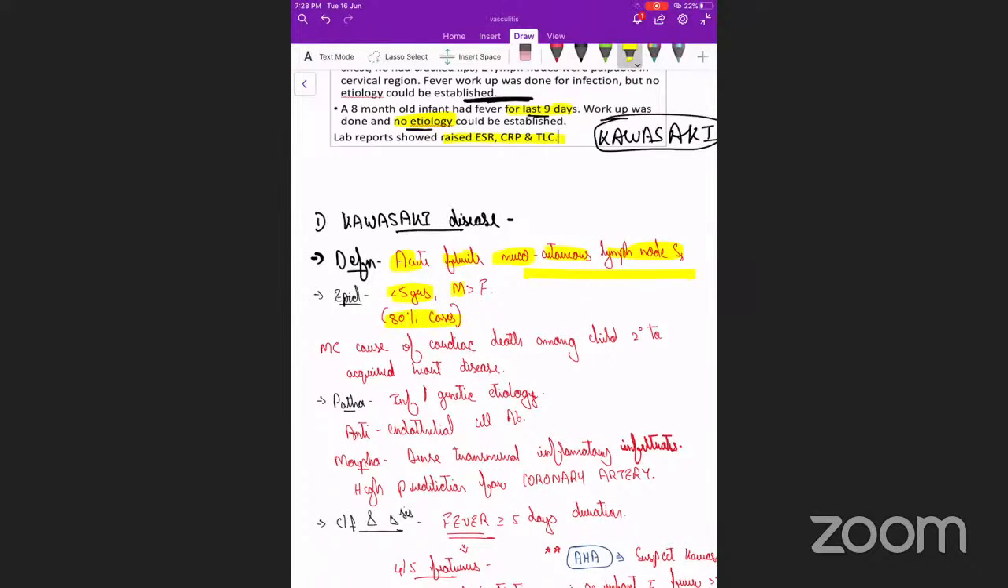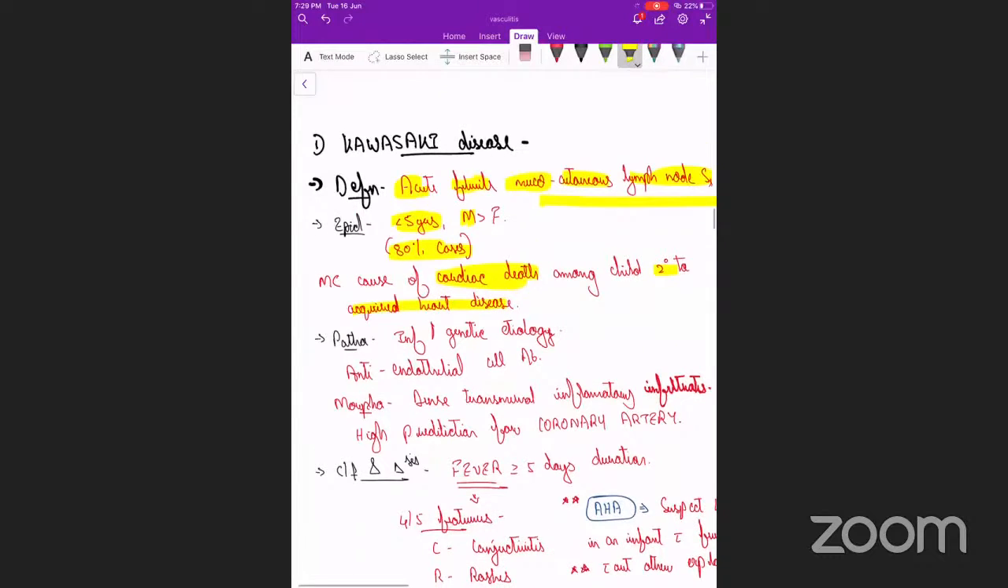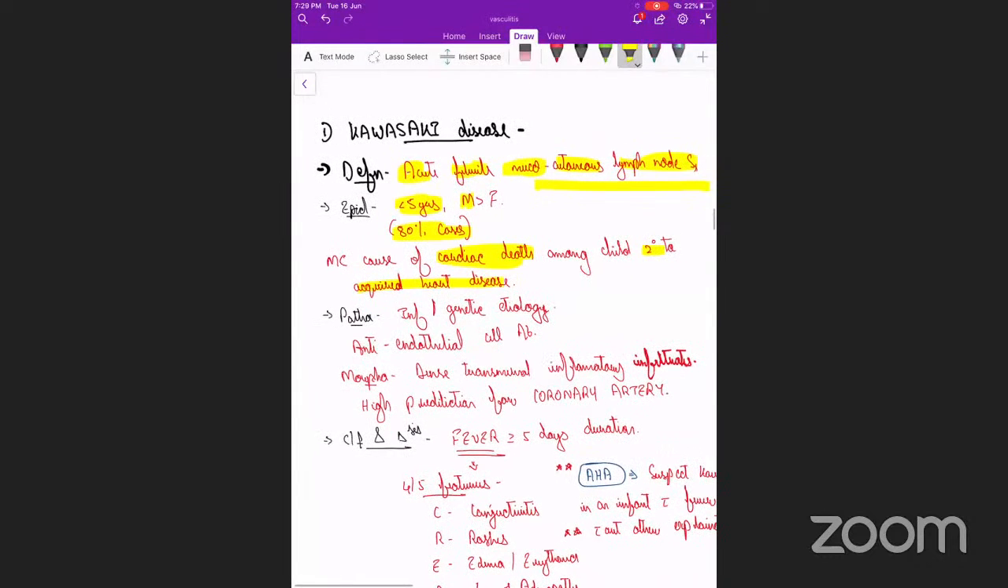And why is this disease so important? Because it has overtaken even rheumatic heart disease. It is the most common cause of cardiac death among children, secondary to acquired heart disease. It has even overtaken RHD. Next, what is the pathogenesis? We read it is anti-endothelial cell antibody. So what could have been the etiology?